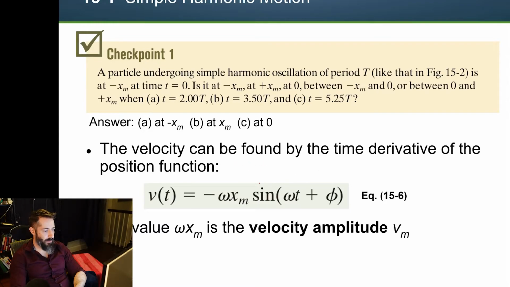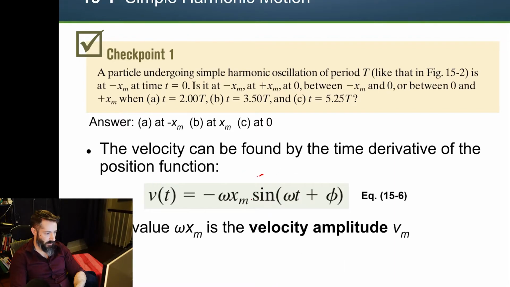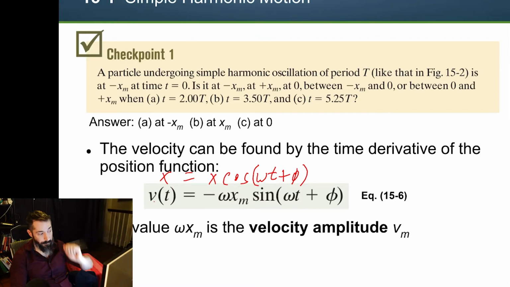Okay. So we have this time derivative of the position function. And the position function was x equals x times sine. That was supposed to be cosine. Let's try this again. x equals xm cosine(omega t plus phi). So this was your position function before.